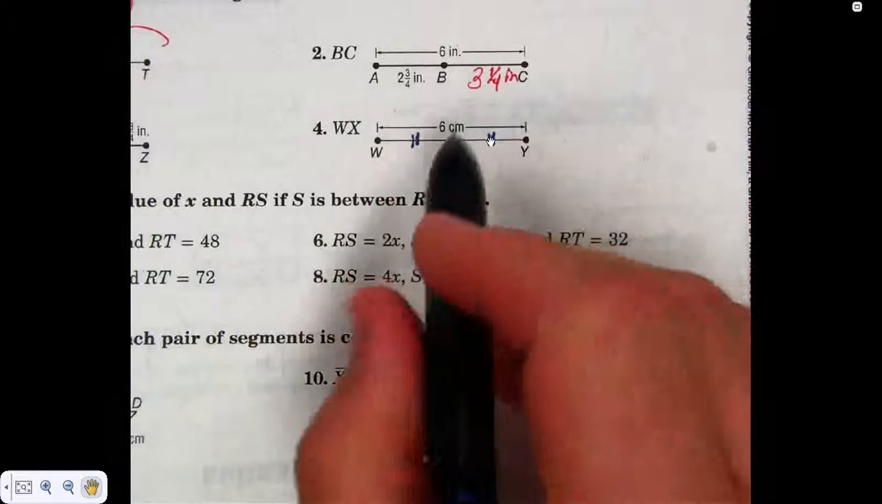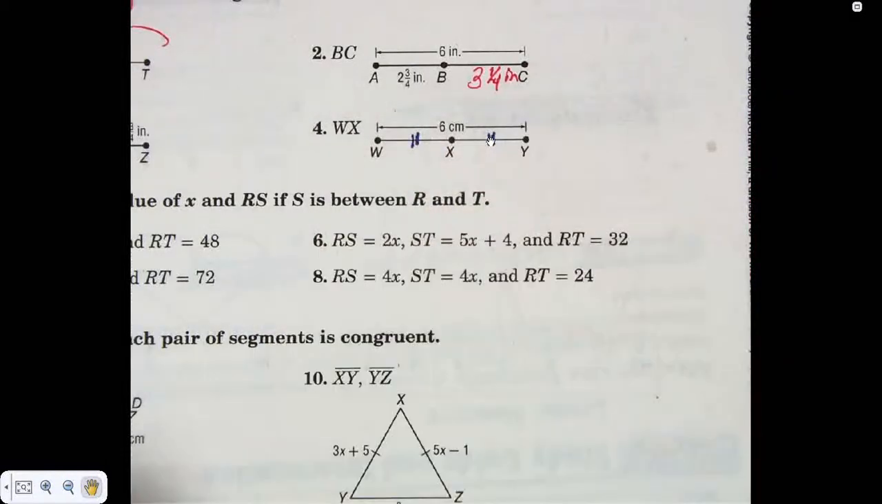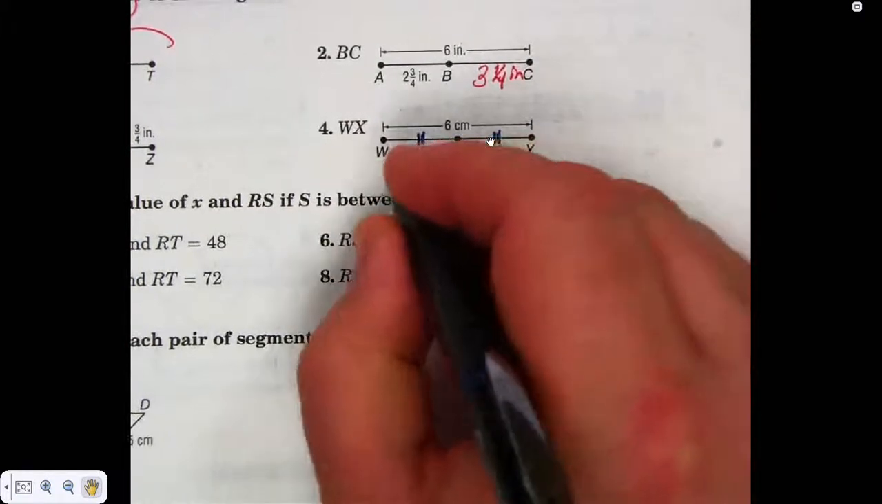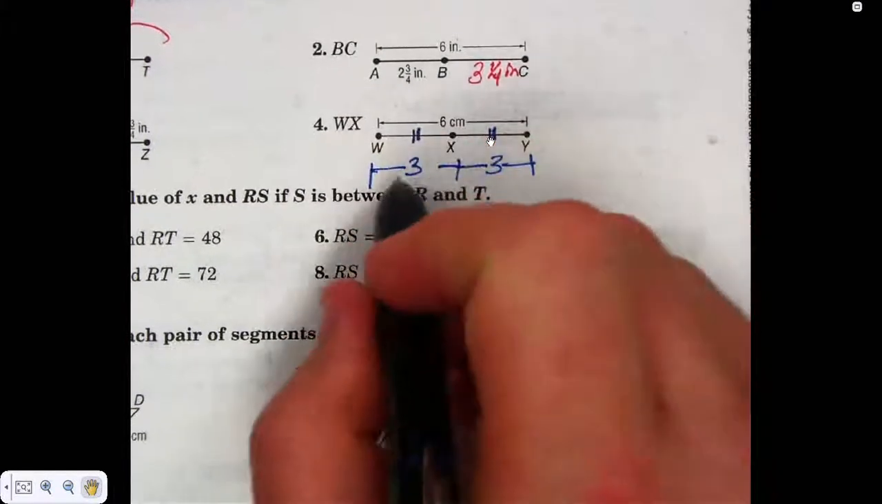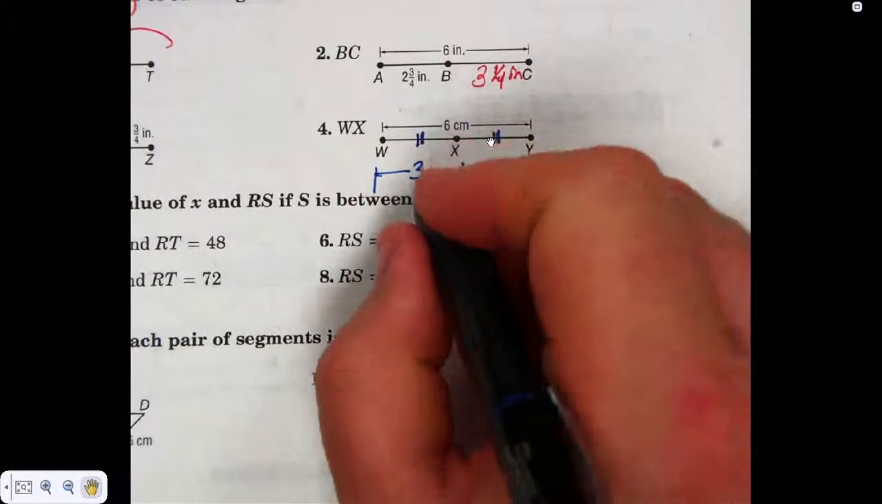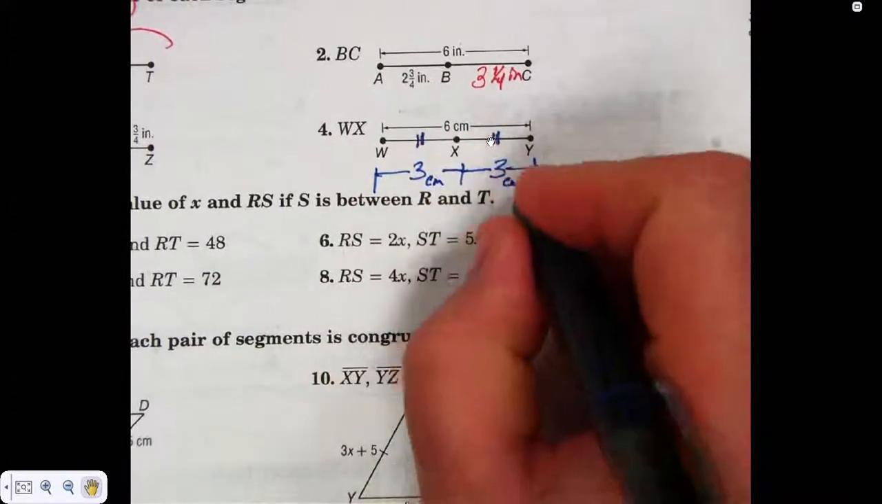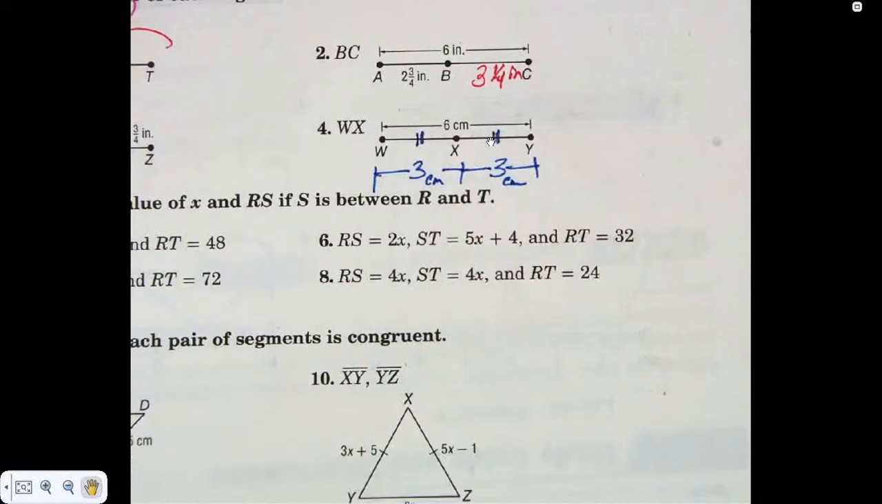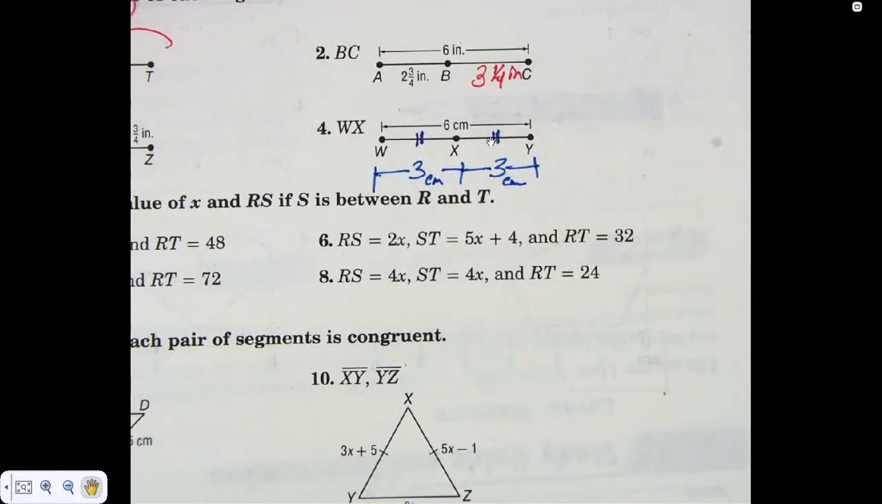How many different ways can you split 6 up evenly? There's only one way to do it, isn't there? 3 and what? 3. So divide by what? 2, right? You went 6 divided by 2, because there's only one way to split 6 up evenly. Agreed? So the segments they want you to find are WX and XY, and they're both what? 3 centimeters. Make sense?